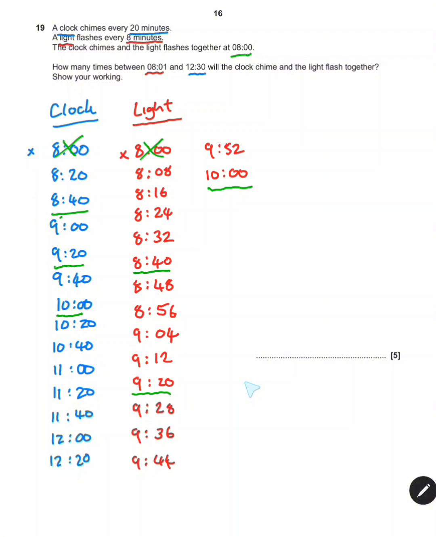And I'm not going to go any further with these times because I can see there's a little pattern. If we've got 8:40, then we miss a time and there's a repeat. Miss a time and a repeat, and that's going to continue. Miss a time, that will be a match. Miss a time, that will be a match. Miss a time, that will be a match. The pattern will repeat itself. So we've got 1, 2, 3, 4, 5, 6 times that they will chime and flash together.